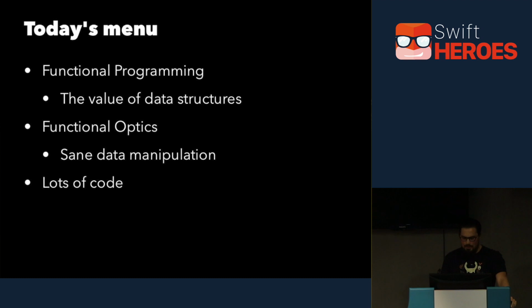So, we're going to talk about functional programming, but in particular, the value of using precise data structures when we program. And then we are going to switch to functional optics, which is basically something that allows us to do sane data manipulation. And a word of caution, there's going to be a lot of code in these slides. I'm sorry, but you have to show the code to demonstrate that these things make sense.